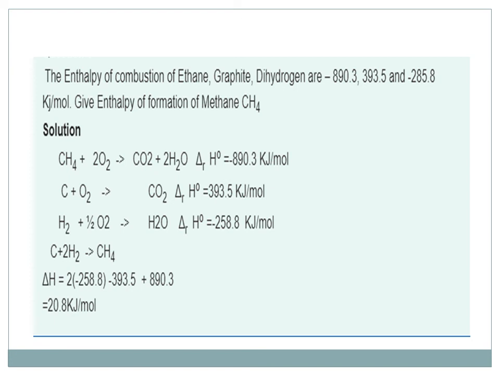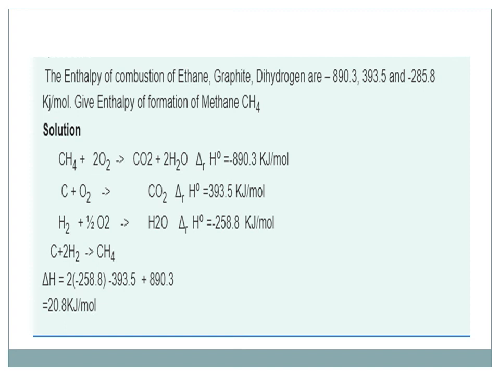Next, one more question. The enthalpy of combustion of methane, graphite and dihydrogen are minus 890.3, minus 393.5 and minus 285.8 kilojoule per mole. Give the enthalpy of formation of methane. Let us start. We have to form these reactions: combustion of methane, graphite meaning carbon, and dihydrogen. The reactions are in front of you.